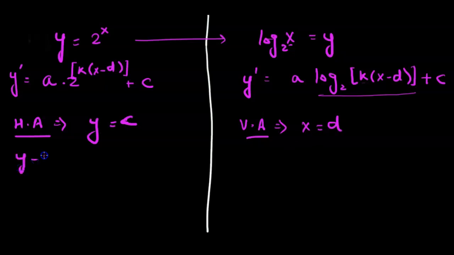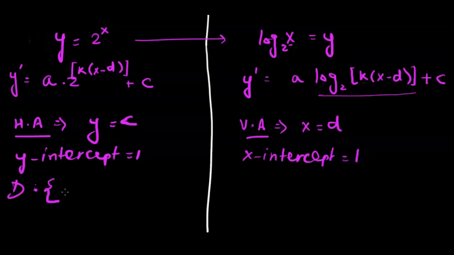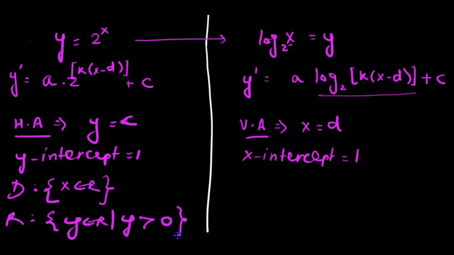We would have a y-intercept in exponential functions, and the value of y-intercept is 1. We would have an x-intercept in logarithmic functions, and the value of x-intercept is 1. Domain of exponential functions is x element of R, and range is y element of R, where y is going to be greater than 0. That is your horizontal asymptote. In logarithmic function, domain is x element of R, where x is going to be greater than 0.